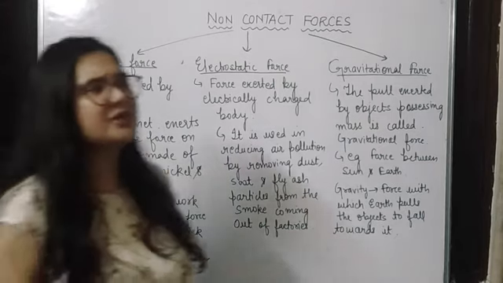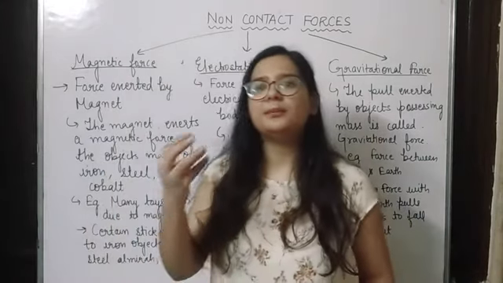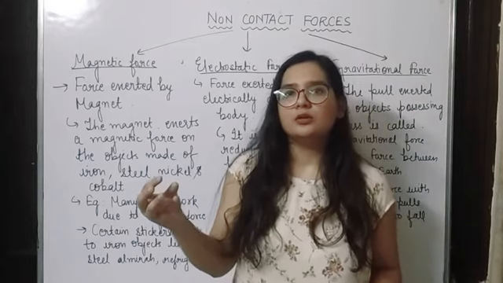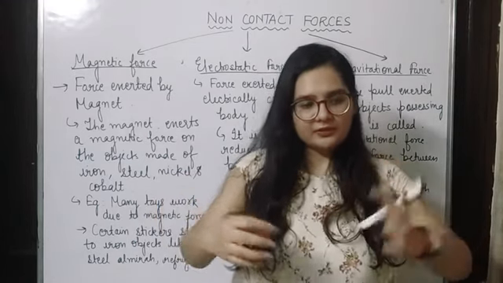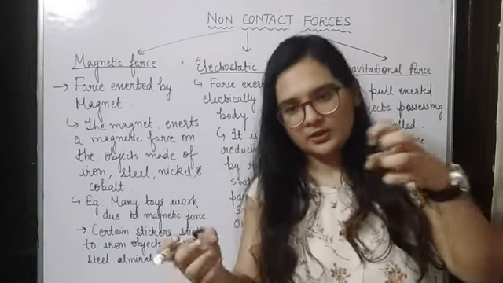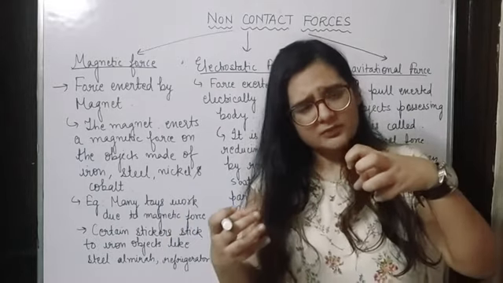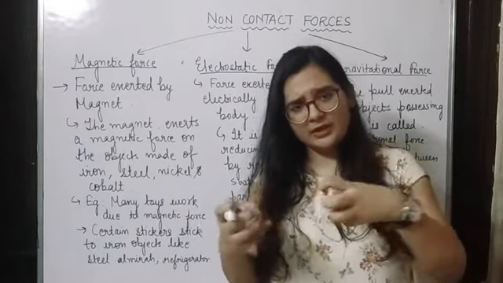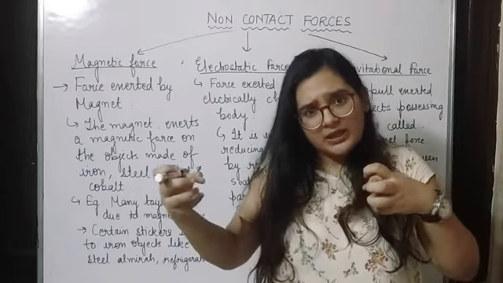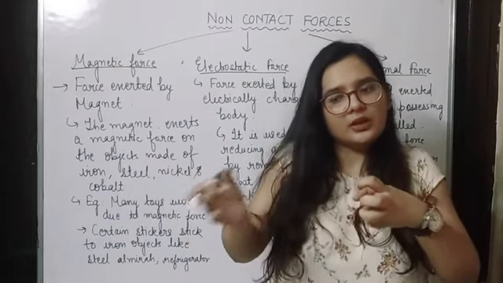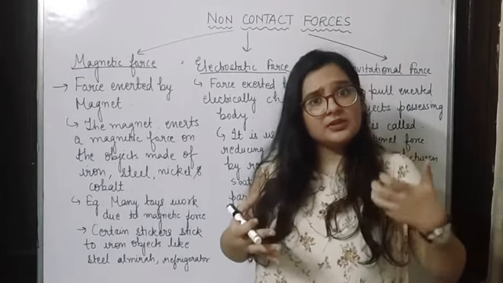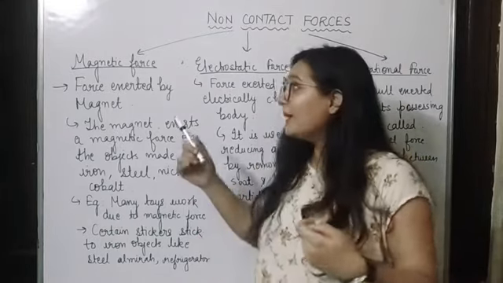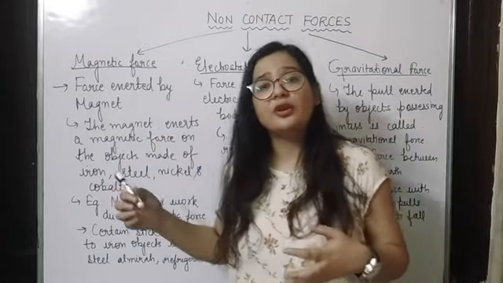Now you must have seen, whenever you bring a piece of magnet near the iron nails, even if you're not touching that magnet to the iron nail, the nails are quickly attracted towards the magnet even when the magnet is at a distance. Why? Because magnetic force is a non-contact force.